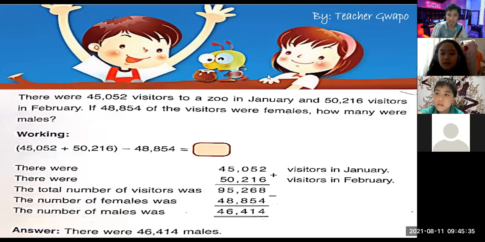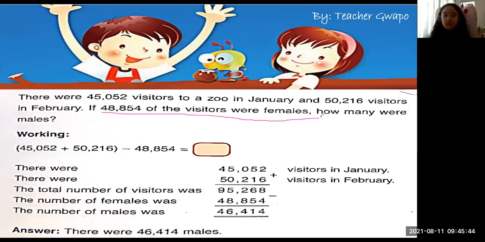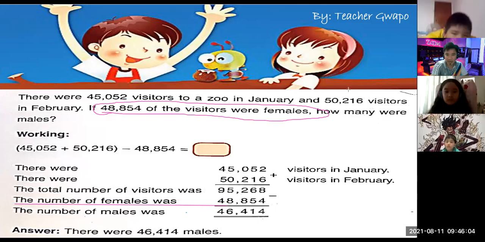Now, here is the number of the females. The number of females here is here. Okay, this is the number of females. The number of females here is 48,000. The number of females, can you see it here? The number of females was 48,000. So that is the number of females. The question here is the number of males.